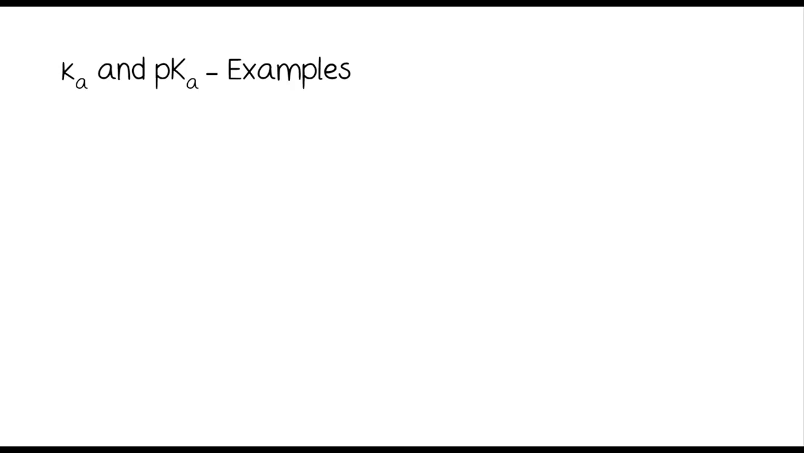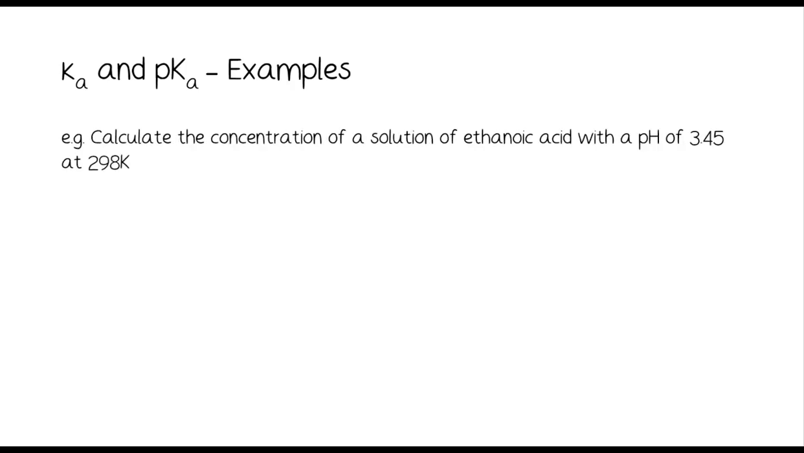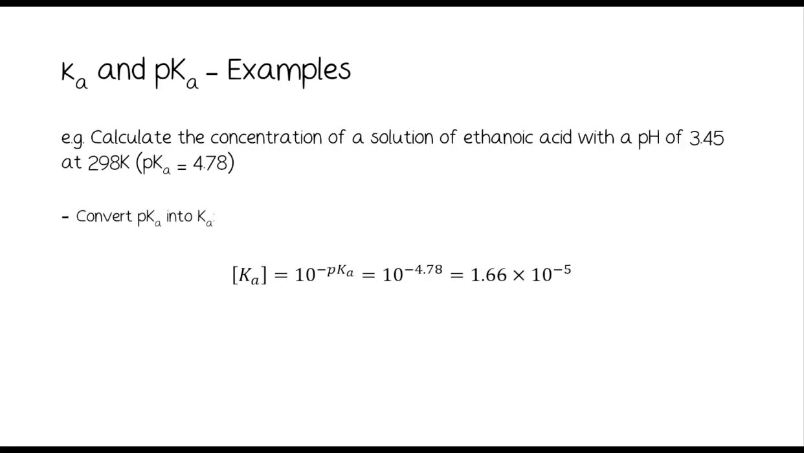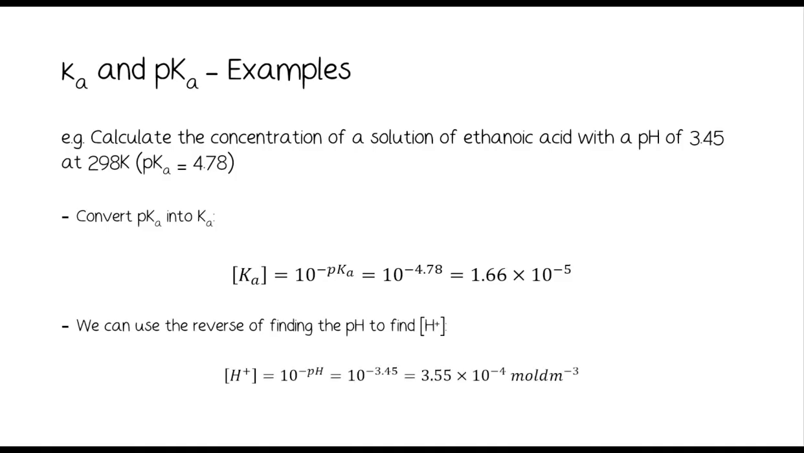And you get a Ka value of 8.37 times 10 to the minus 6 moles per decimeter cubed. And I swear, last example on pKa and Ka: calculate the concentration of a solution of ethanoic acid with a pH of 3.45 at 298 Kelvin. pKa is 4.78. So first convert pKa into Ka, so you do 10 to the minus pKa, which is 10 to the minus 4.78, which is 1.66 times 10 to the minus 5, and then you can use the reverse of finding the pH to find H+, which is 10 to the minus pH, which is 10 to the minus 3.45, giving you 3.55 times 10 to the minus 4 moles per decimeter cubed.